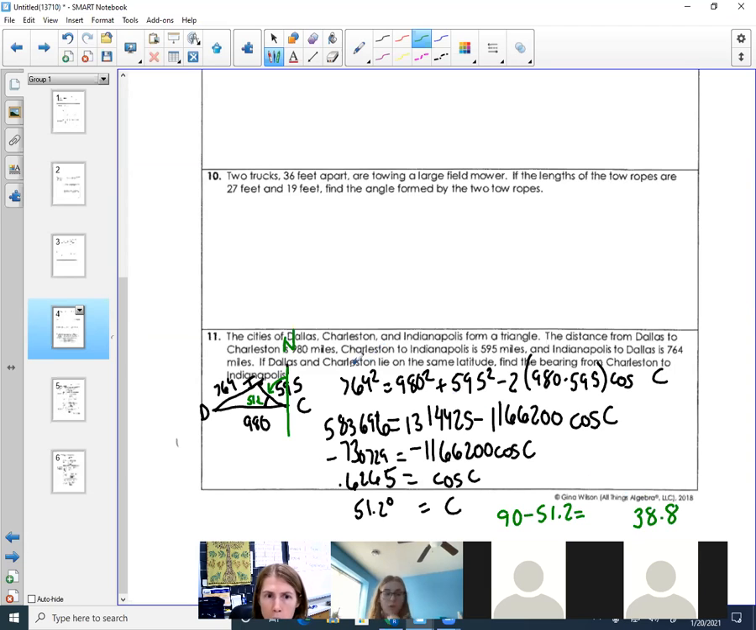38.8. Now, you started at the north and I went to the west. If you think about it, Charleston is on the east coast and Indianapolis is up by Ohio. That's why we went to the west. So this is northwest. That would actually be the hardest part of this problem, figuring out how to write this part. All right, if you have a question about that, you can ask.